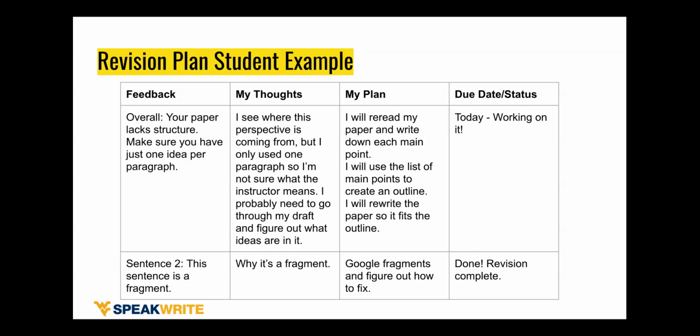What you will do is create a table with 4 columns and as many rows as you need to put each piece of feedback in its own row. You'll have a column to copy paste the feedback from your instructor. Then you'll have a column for your thoughts where you just get to brainstorm whether or not you understand the feedback and think about how you might approach it. Then you detail your plan and assign yourself a due date. And also update your status. When you're done, make sure to mark done and even reward yourself.